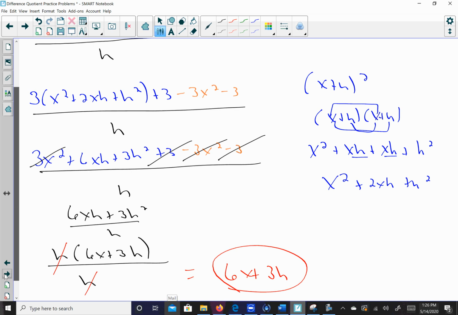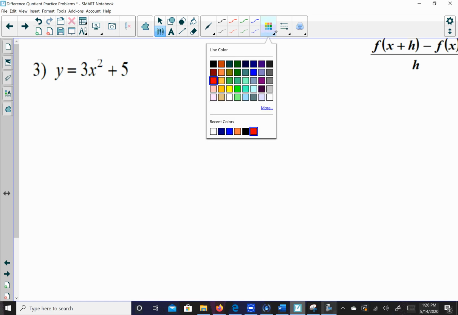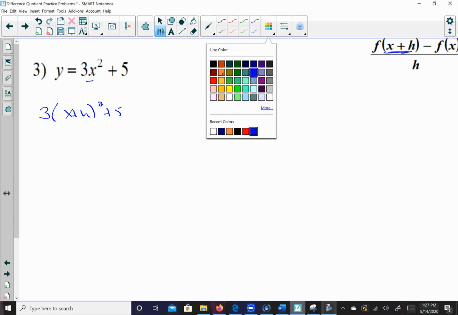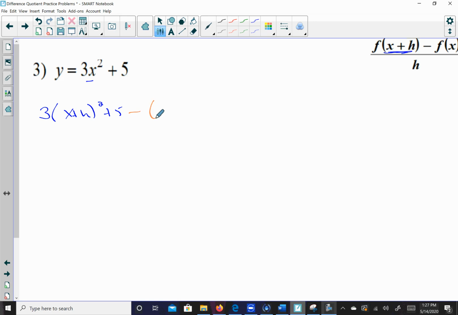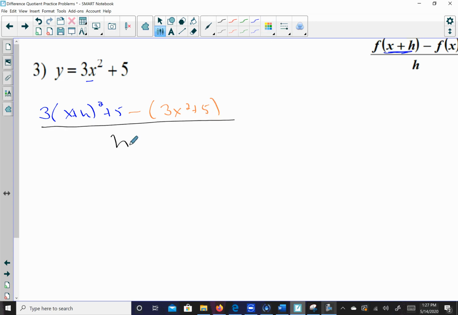All right, moving on to the next one. Here I have 3x squared plus 5. I'm going to do the same thing. I'm going to put in x plus h for this x. So I'm going to have 3 times x plus h squared, and then plus 5, and then I'm going to subtract f of x. I'm going to put a negative sign, and then write the whole thing, making sure that I remember to do that parenthesis, so I distribute my negative sign, and this is all over h.